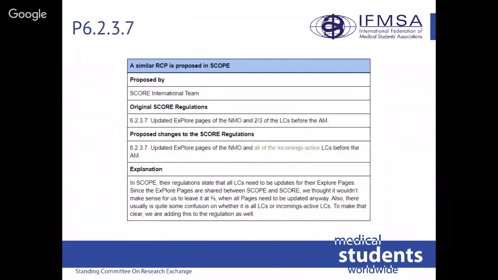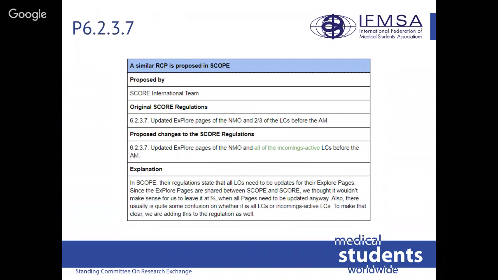Next proposal is 6.2.3.7. It is proposed by the SCORI IT, and it's a change to an original regulation. The change that will be made is that instead of stating 2/3 of the LCs before the August meeting, talking about the updating of the Explore pages of the NMO, we will change 2/3 of the LCs to all of the incoming active LCs before the August meeting.